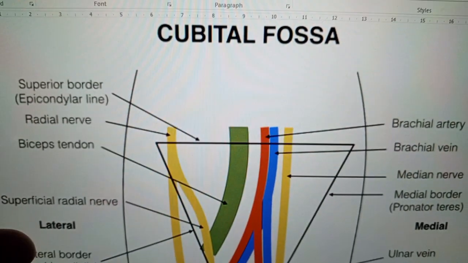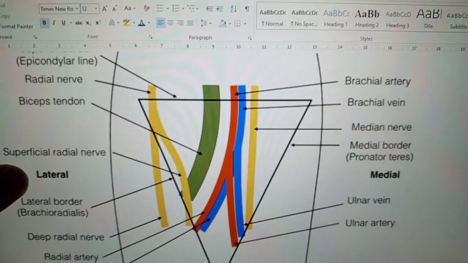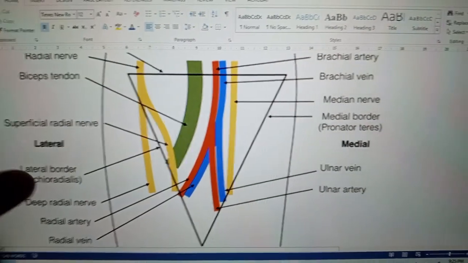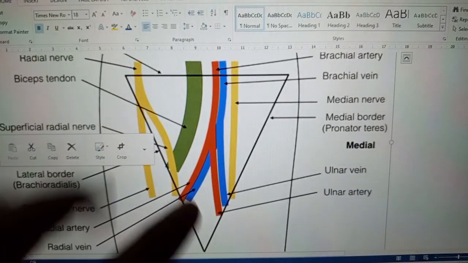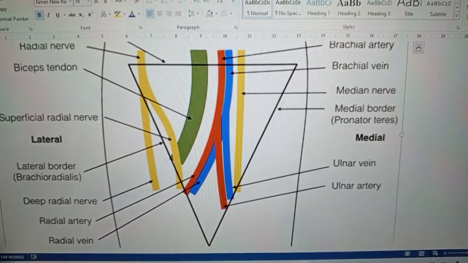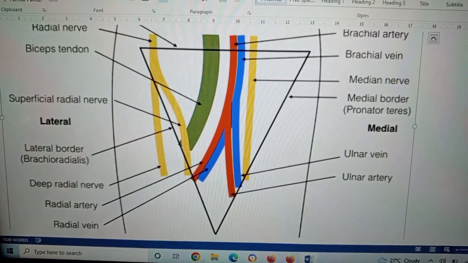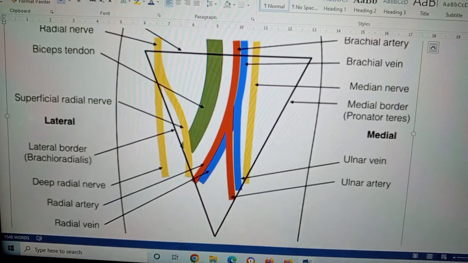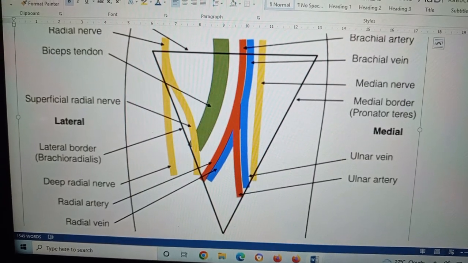Another important Viva question is the cubital fossa. Here is the cubital fossa. I have made a diagram and attached it over here so that you can know this is a triangular fossa. It can be asked to you to draw it on the subject, mannequin, or any person, or on yourself as well, to mark the cubital fossa and mark the boundaries.